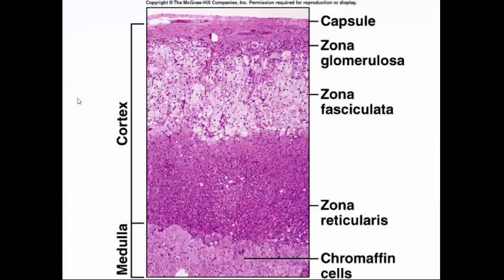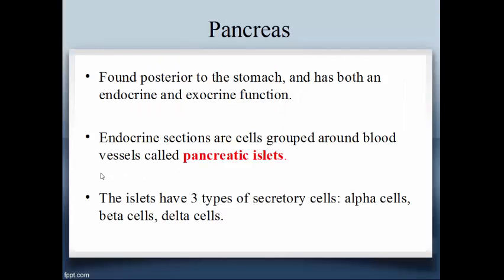Here is an image of a tissue of the adrenal glands, the top part, the outermost part, the cortex, and then medulla more toward the middle. Again, 2 different types of tissue. They look different, and they make 2 different types of hormones. All right, next, move on to the pancreas.